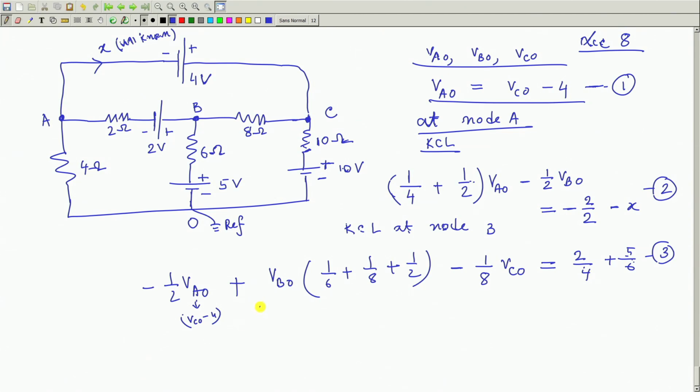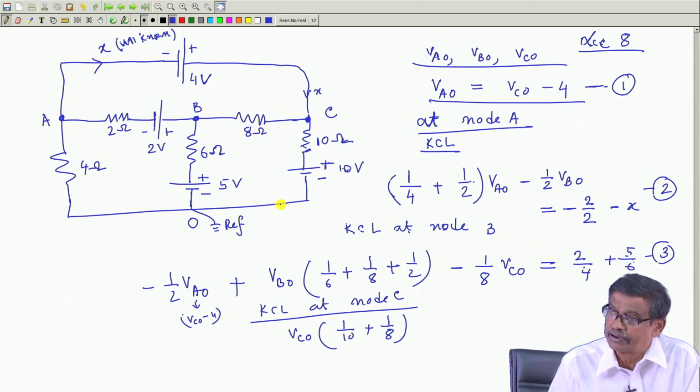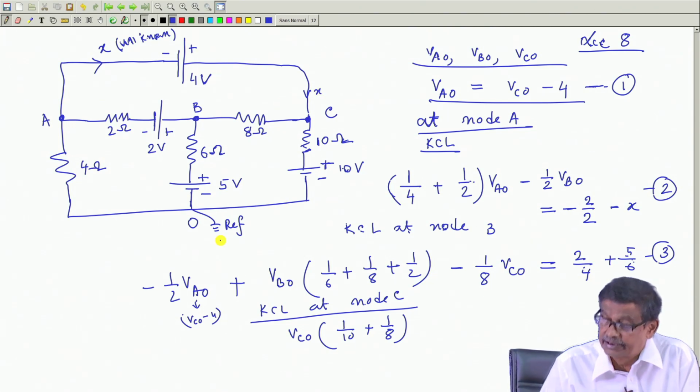So, I will write KCL at node C, and that will be how much? It will be the coefficient of V C 0 is 1 by 10 plus 1 by 8, and I am not going to write 1 by 0, because this I have assumed to be some current source feeding x ampere current, and this I will write on the right hand side.